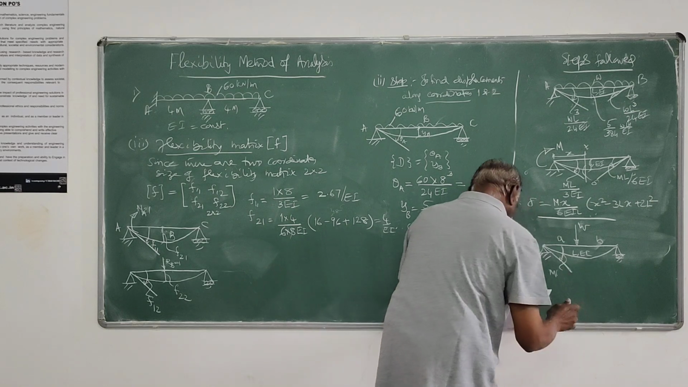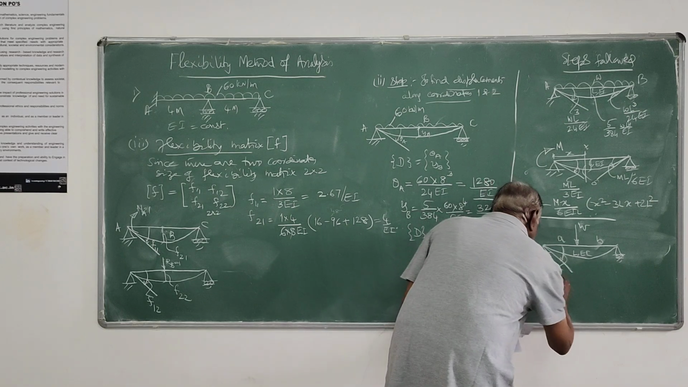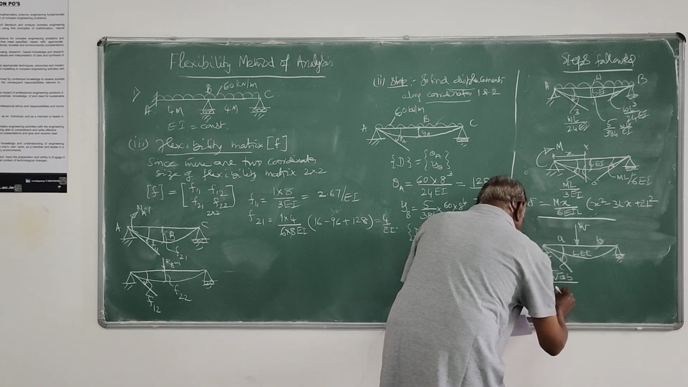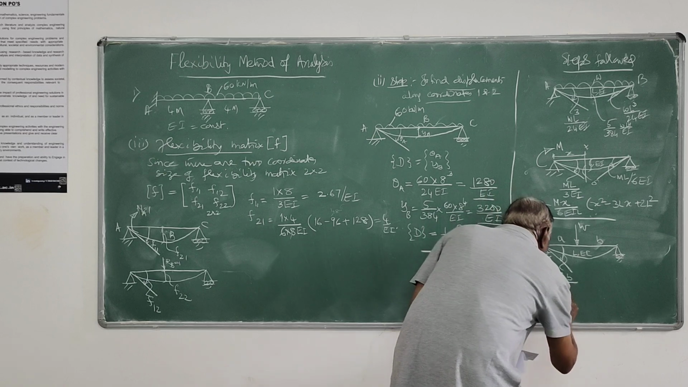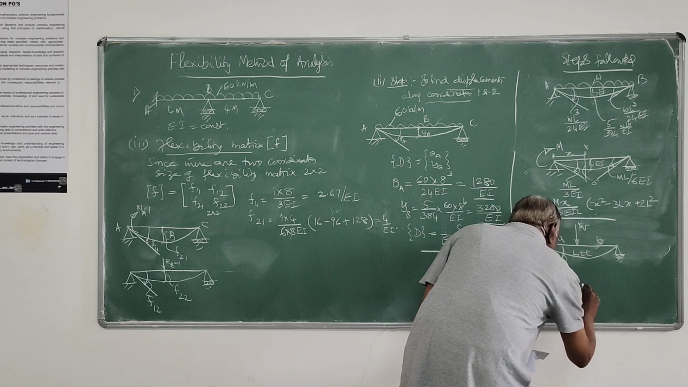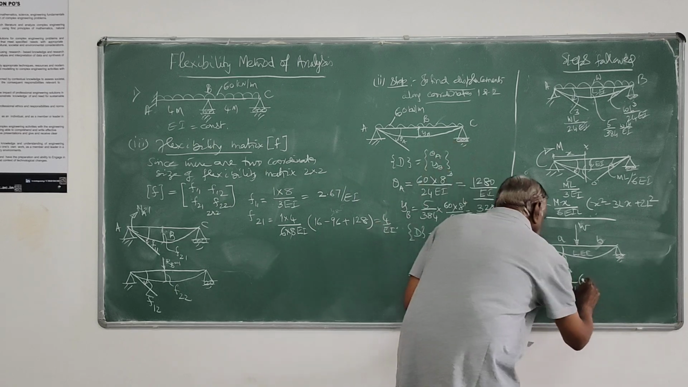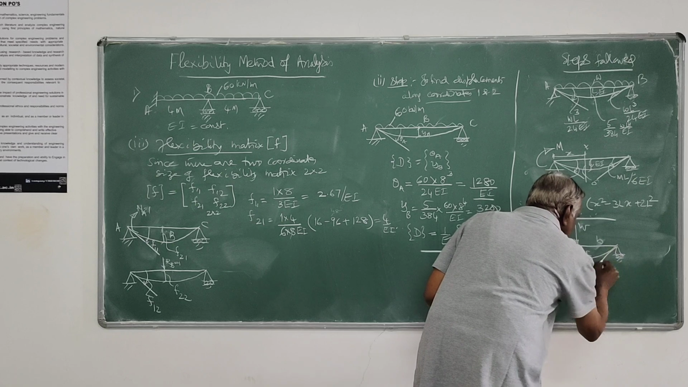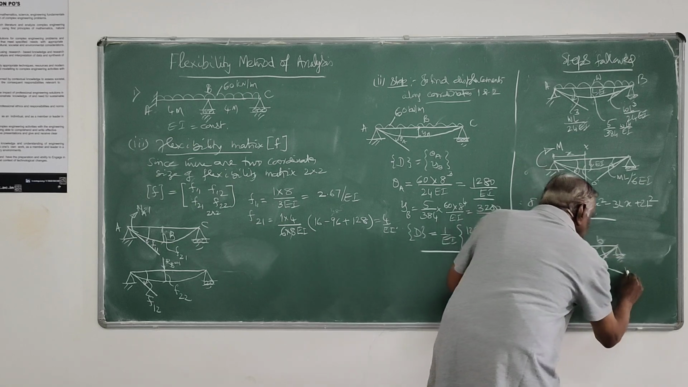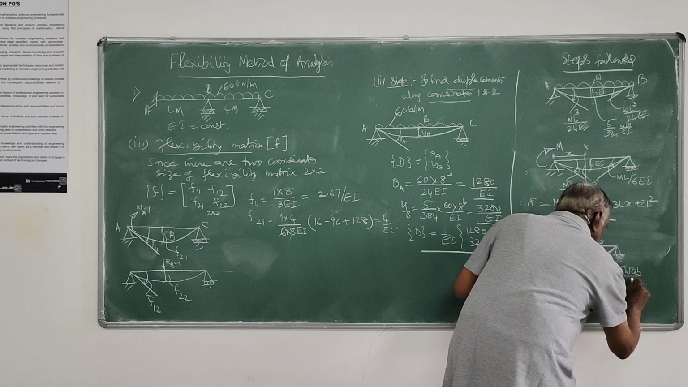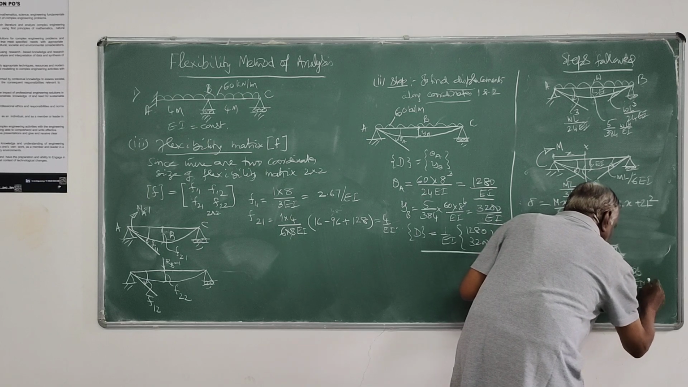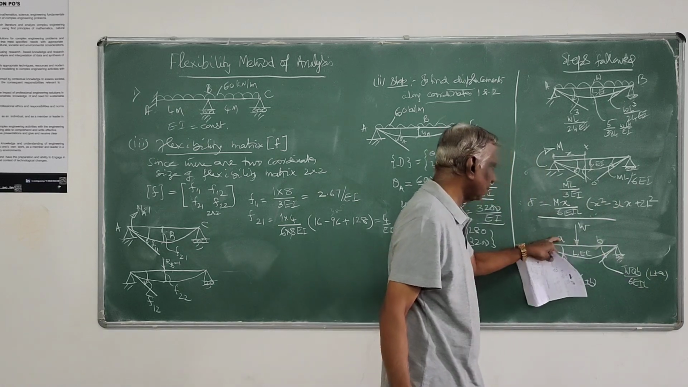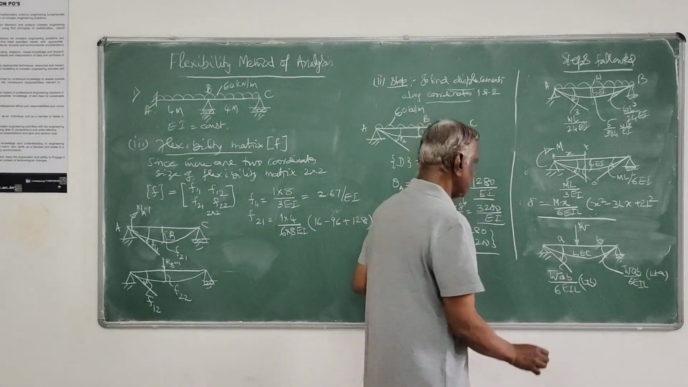not ML, it is WAB by 6EIL into (L plus A) or (L plus B). So the same thing, WAB by 6EIL into (L plus A). Here on this side it is L plus A, and on this side it is L plus B.